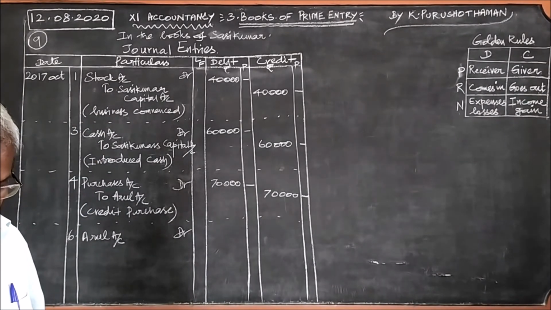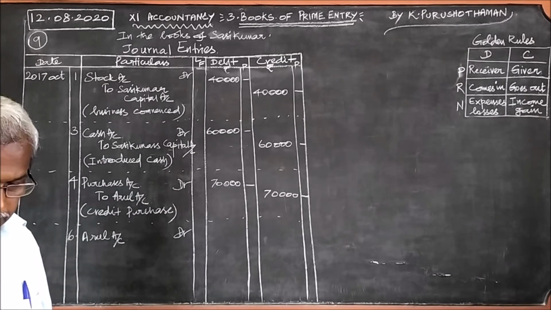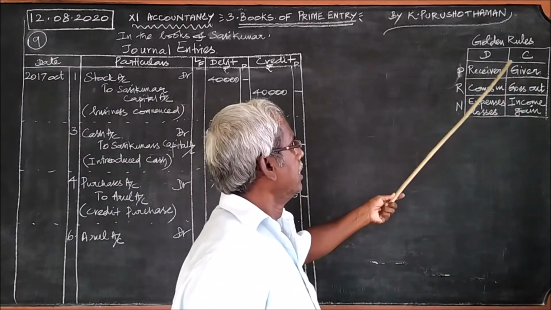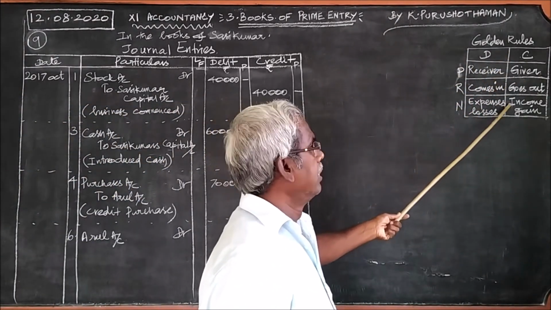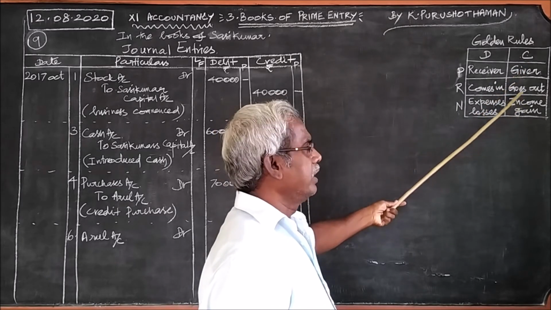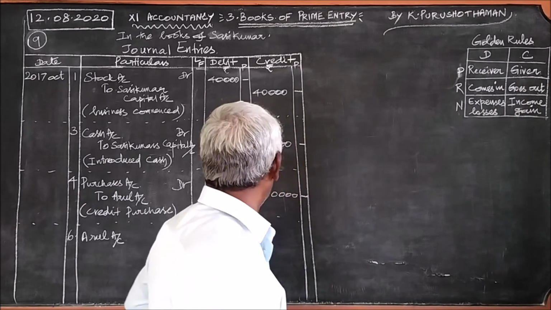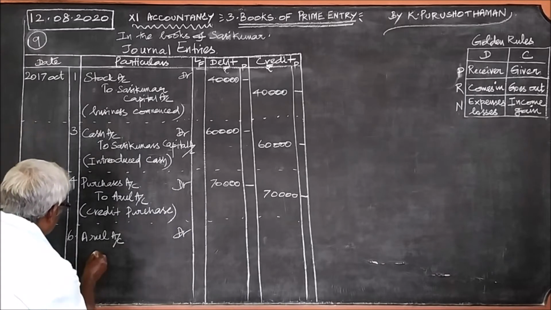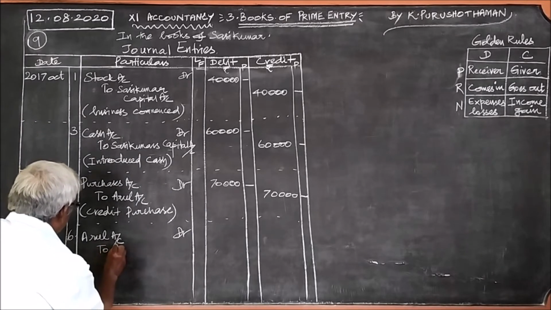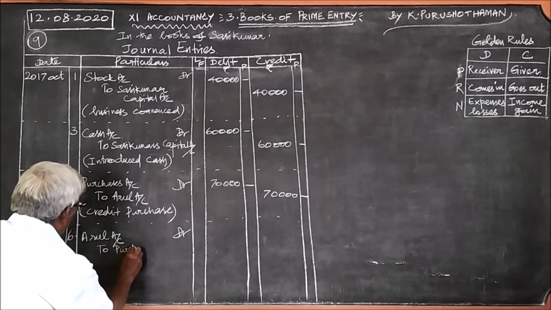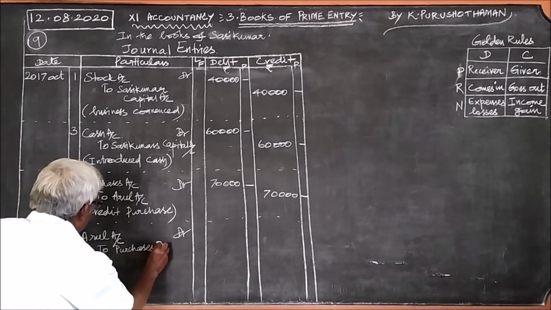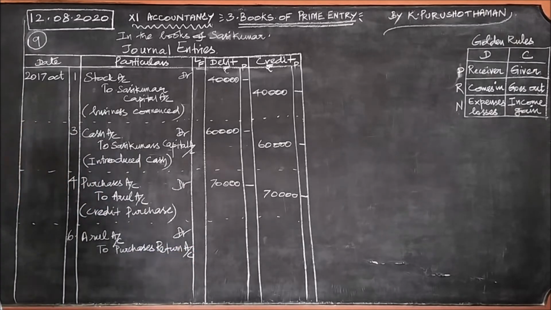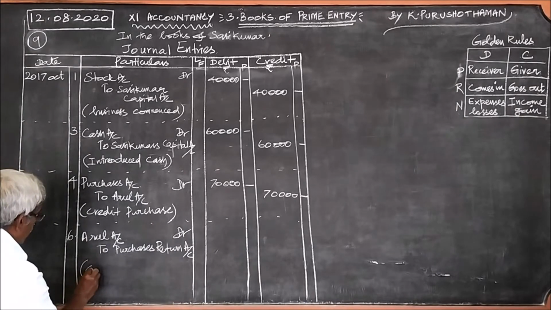Then what goes out? Receiver is Arul, but who is the giver? Anything goes out, goods only goes out. So here we should write goods account, but it is not permitted. Instead, we should use purchases return account. Narration: goods returned.